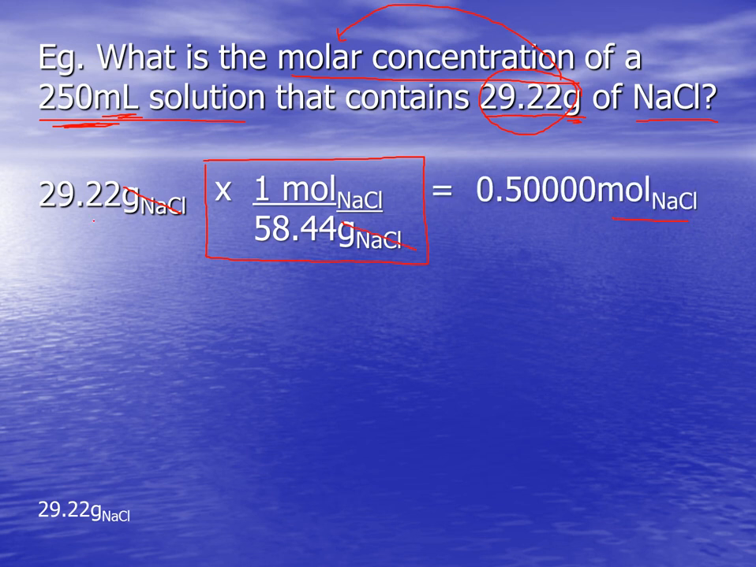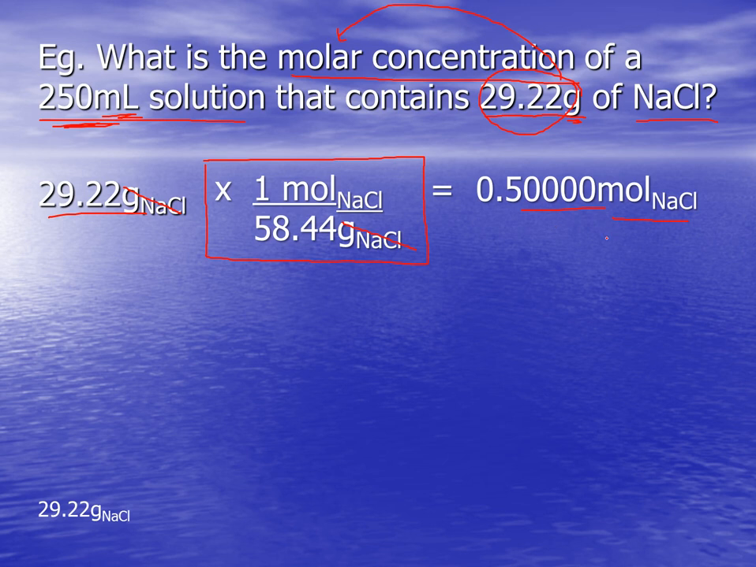Now, I'm keeping one extra sig dig here. I'm going in my calculation with 4 sig digs, so I'm going to keep one extra one throughout the calculation and fix that up at the end. So I know that when I have 29.22 grams of sodium chloride, I actually have 0.50000 moles of sodium chloride. I can use that then with the volume to find the concentration.